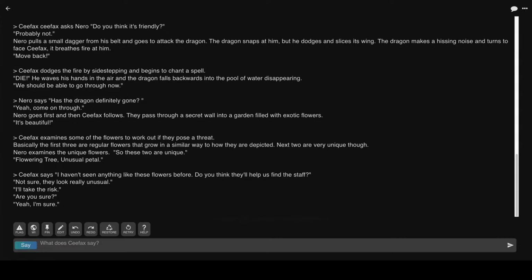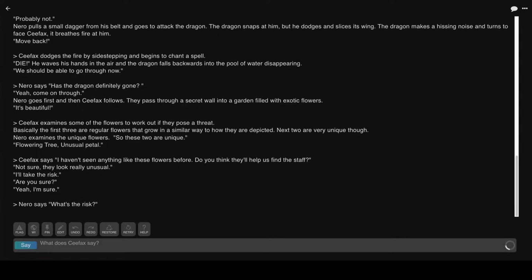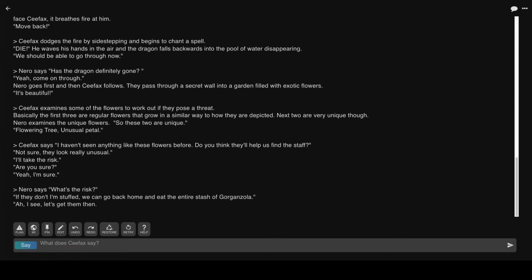Let's find out. So I'm going to have Nero say, what's the risk? And let's see if we can find out what this risk actually is. I'm quite intrigued. I want to see where this is going. Okay. Nero says, what's the risk? "If they don't, I'm stuffed. We can go back home and eat the entire stash of gorgonzola." Ah, I see. Let's get them then.